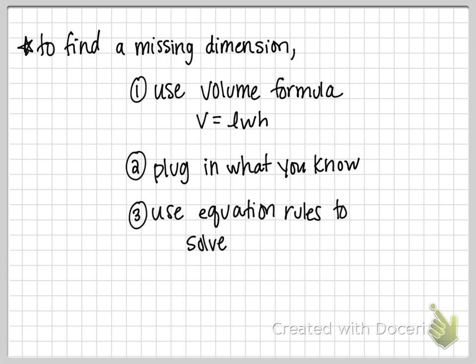And then we're going to use our equation rules, which is why we did that little chapter on solving equations, to solve, or in other words, to isolate the variable. So get the variable that we're looking for by itself. And that will be your missing dimension.